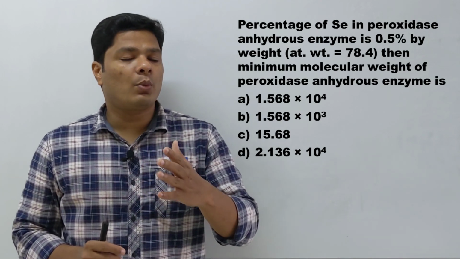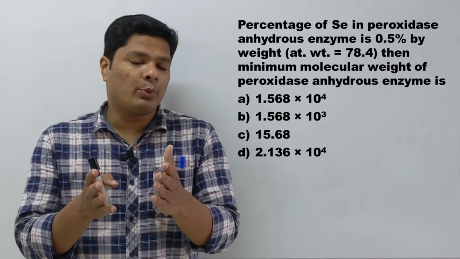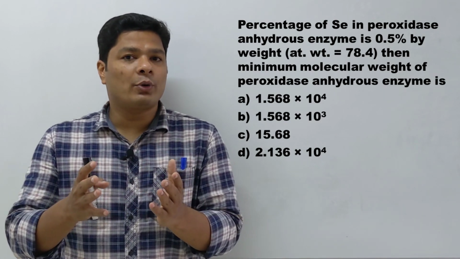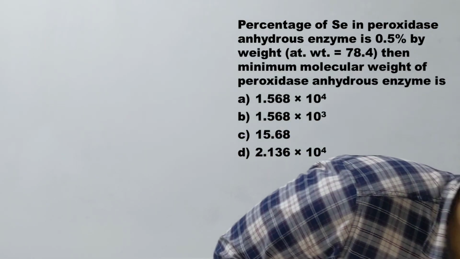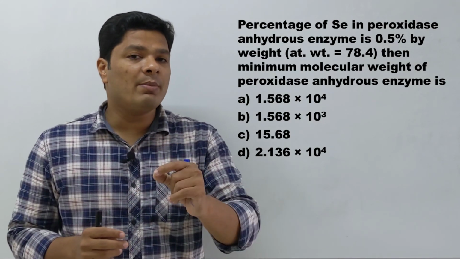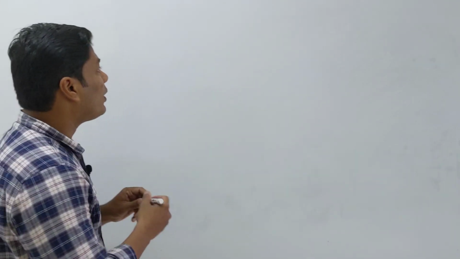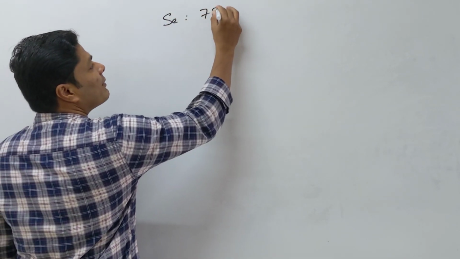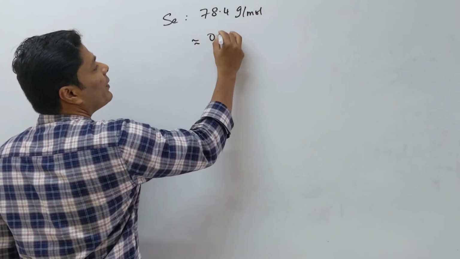Now basically in the problem, what they have given us is that selenium, atomic mass 78.4, is 0.5% of a peroxidase enzyme. They are asking for the mass of that enzyme, the minimum molecular mass. Why minimum molecular mass? Because you cannot calculate the exact molecular mass with the given amount of data. So at least what we know is they told you that it is selenium, 78.4 grams per mole, and it is approximately 0.5%.